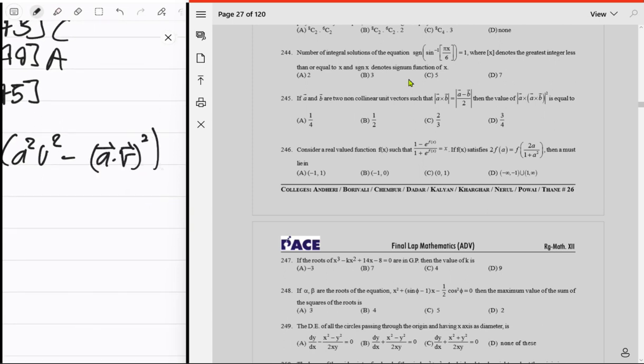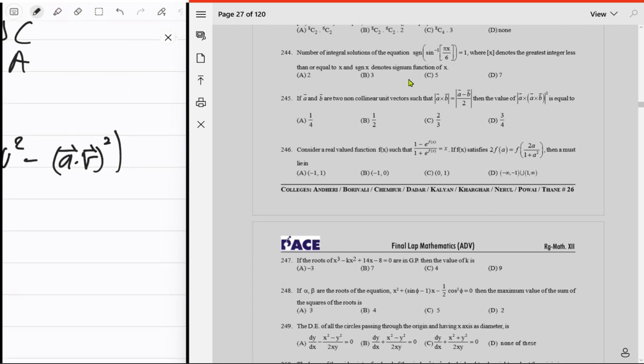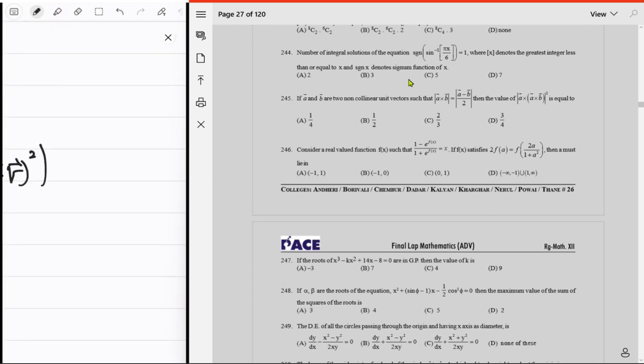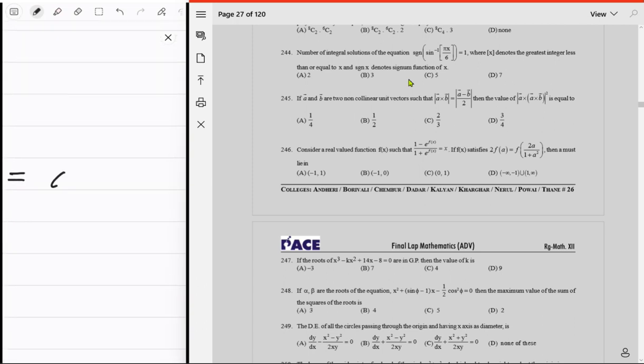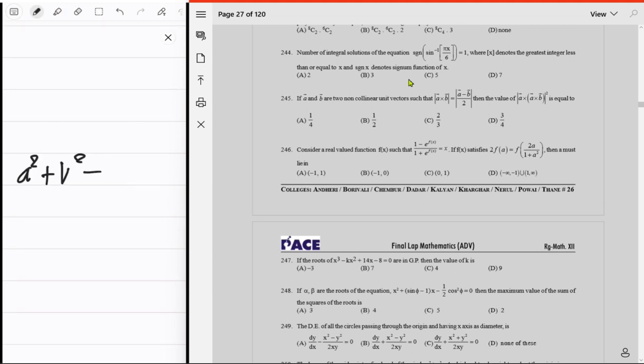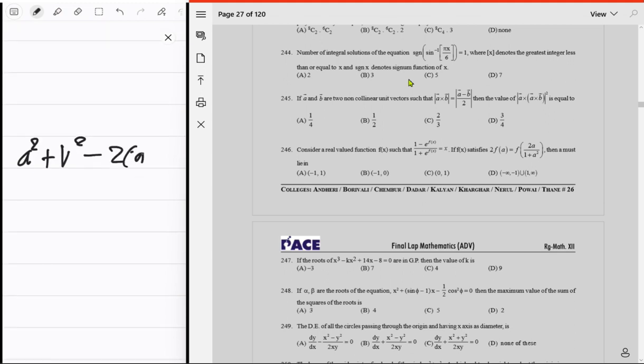right? Because I guess that's the thing, like sin square theta is just 1 minus cos square theta. That also works, right? Oh yeah, so this is equal to A minus B का square, A square plus B square minus 2 A vector dot B vector.